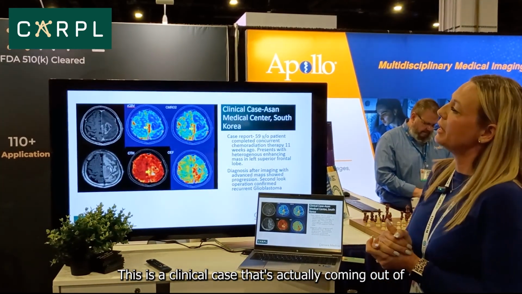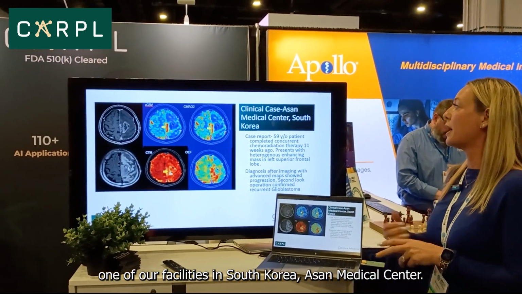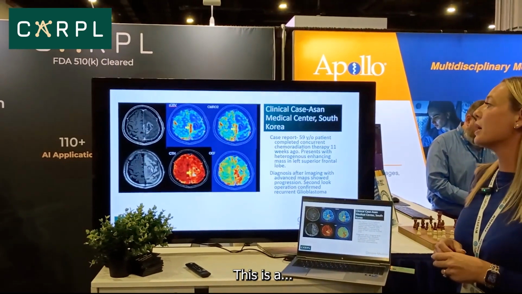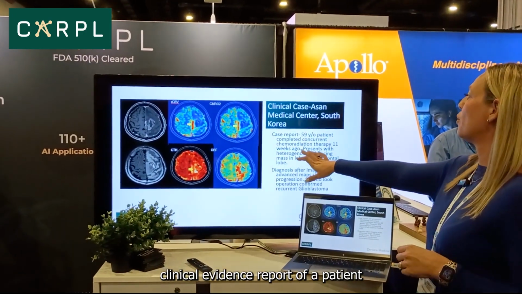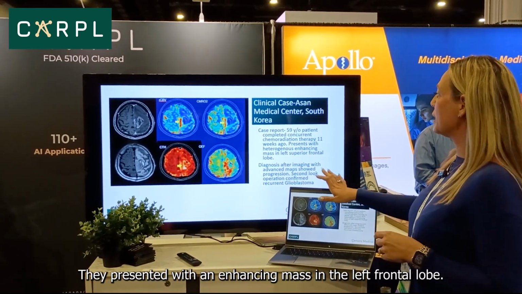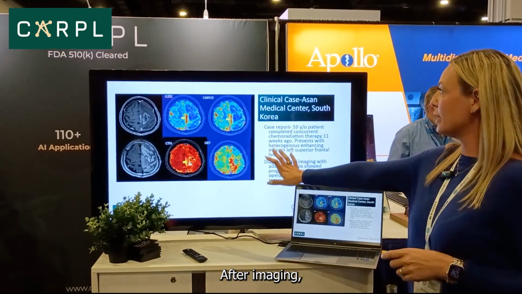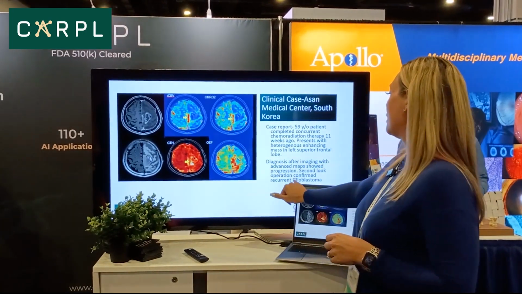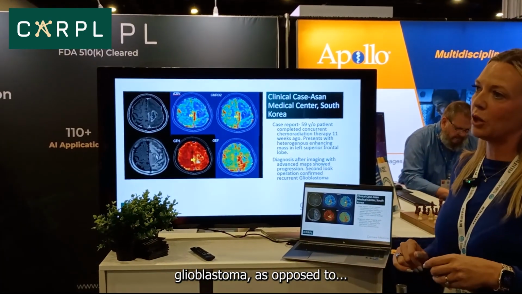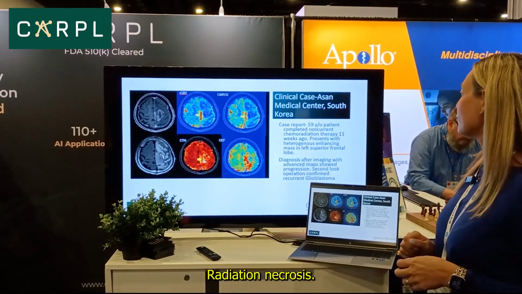This is a clinical case that's actually coming out of one of our facilities in South Korea, the Cercare Medical Center. This is a clinical evidence report of a patient who had radiation. They presented with an enhancing mass in the left frontal lobe. After imaging, we were able to see that it actually was recurrent glioblastoma as opposed to radiation.